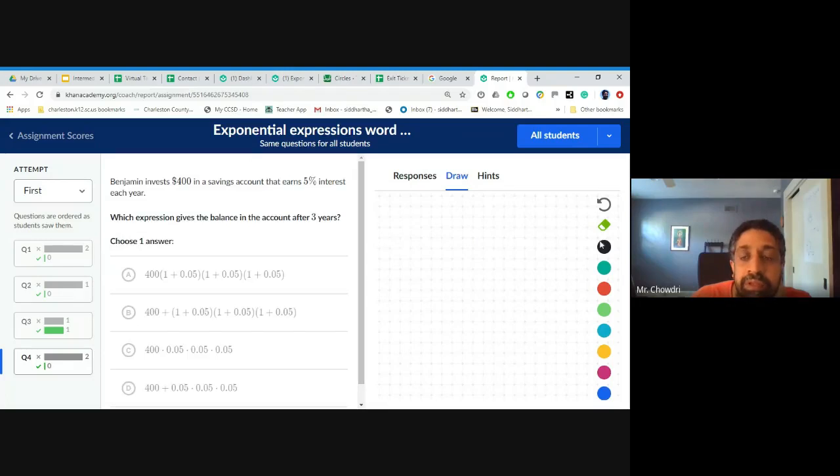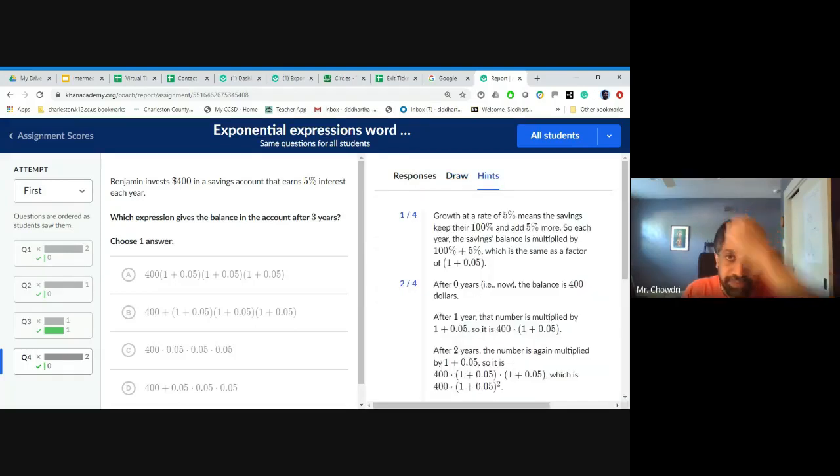I would have written it like this. Or you guys can think of this as 400 times 1 plus 0.05, which is also 400 times 1.05 to the third power. That's another way of writing it, but the actual way that they wanted you to do it is this one right here, A. And I'll flip over to hint.